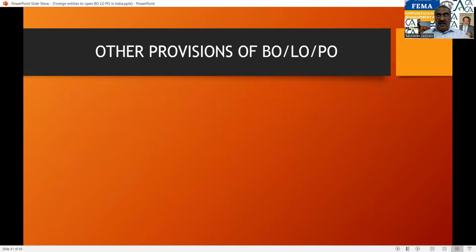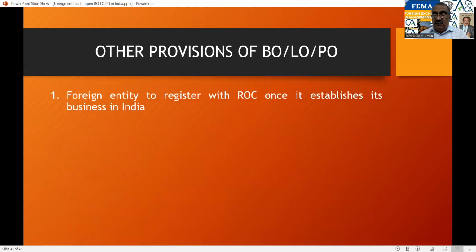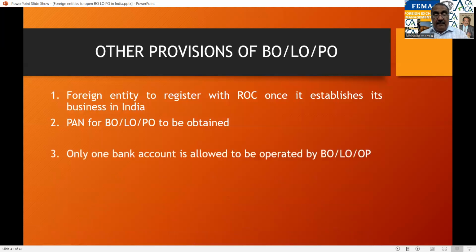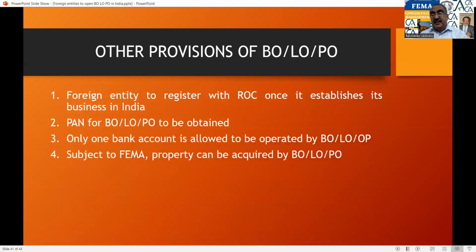What are the other important provisions of branch office, liaison office, project offices? The foreign entity has to come to India and register its name with ROC to start doing business in India. And they have to obtain a separate PAN for the branch office, liaison office, project office in India. Only one bank account is allowed to be opened. And if they want to acquire property, everything is subject to the rules and regulations of FEMA.